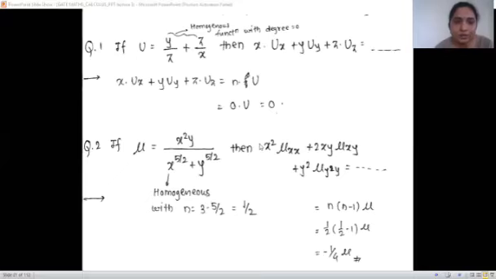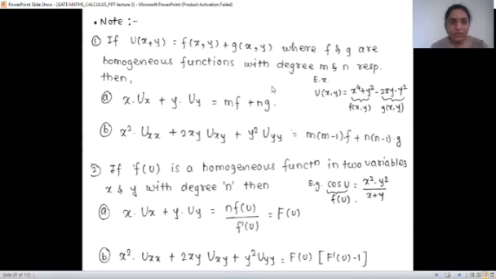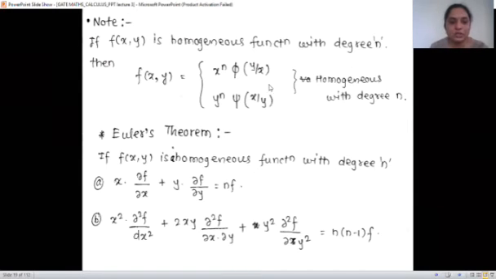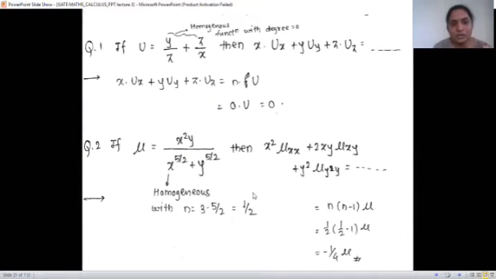Okay, that is the next question, the first question. By Euler's theorem, and we know Euler's theorem. What is the statement? We'll take it once again: x f x plus y f y is equal to n into f. So in this case, x u x plus y u y plus z u z will be n into u, right? So n is here 0. n is nothing but the degree, and the degree of each term here is 0. So 0 into u is 0. So your answer here will be 0.